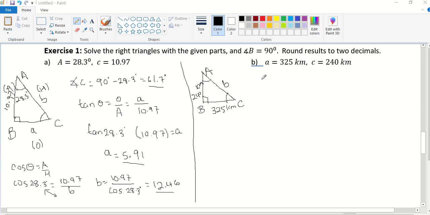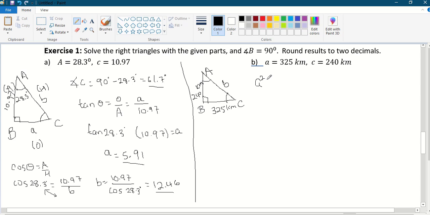Now, we can solve for B first if we like. We can use the Pythagorean theorem. We can say A squared plus C squared equals B squared. So in our case, 325 squared plus 240 squared equals B squared. Add those two numbers and square root them, and that will give us B to be roughly 404.01, and this will be in kilometers.